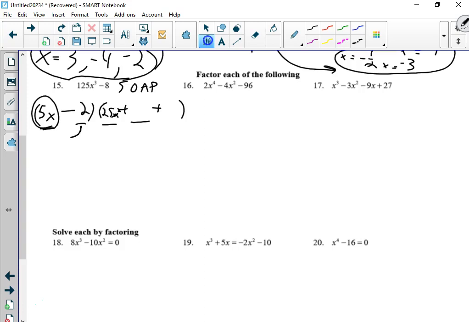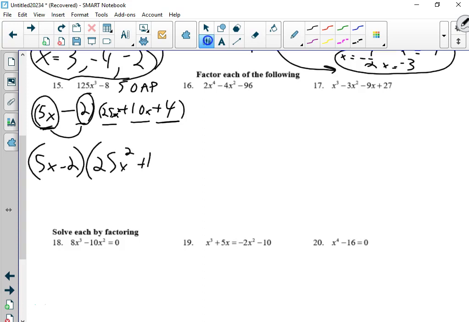This here is these two multiplied. Don't worry about the sign, because we already know it's positive. 2 times 5 is 10x. This here is this squared. Always going to be positive because you're squaring it. So there's my answer. 5x minus 2 times 25x squared plus 10x plus 4. End of story.